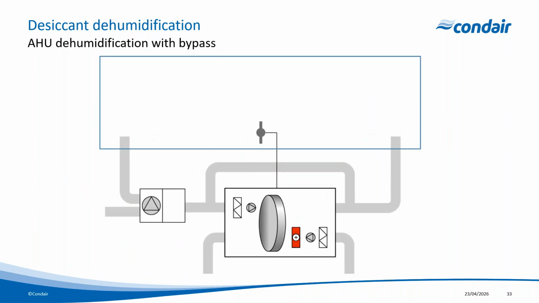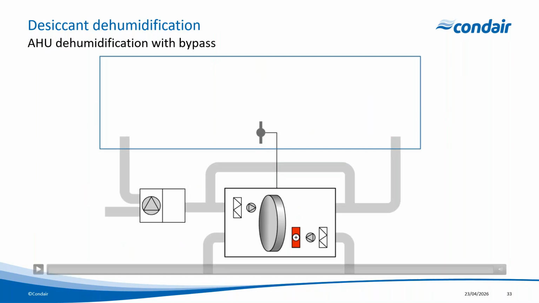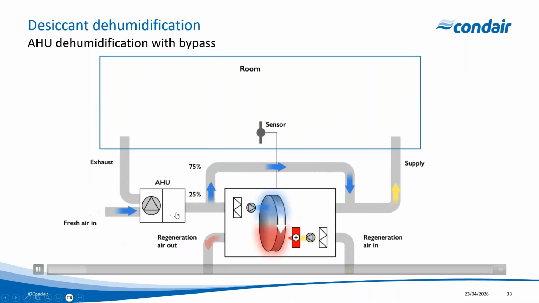Alternatively, we may have a high fresh air volume, but a low moisture removal rate. And when we do that, we can split the air. So if we've got our exhaust air coming to the unit or fresh air going in, we can take that air and we can bypass, in this case, 75% of the air and only run 25% of the air through the dehumidifier. We then over dehumidify that and then mix it back with the bypass air.